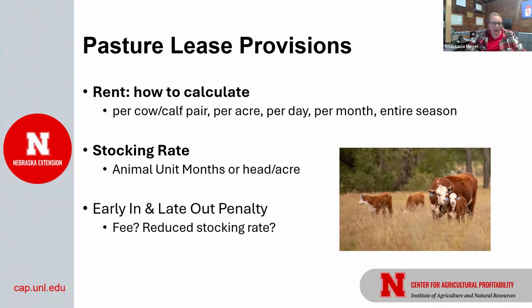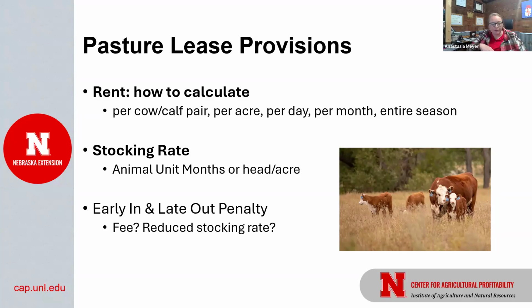When we talk about stocking rates, some people use animal unit months. That's more out on the western side. And on the eastern side, we see more head per acre allotments. Every region is going to be a little bit different on how many head per acre or animal units that your pasture can safely have. We don't want overgrazing. So if you have any questions on that, talk to those beef educators. They can really give you a good idea of what your pasture can sustain.